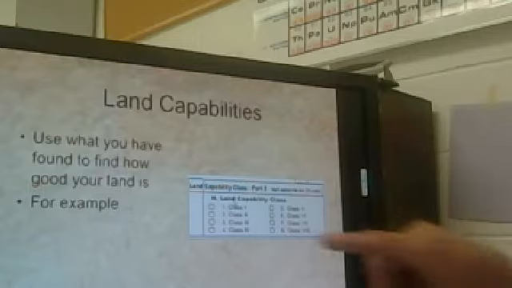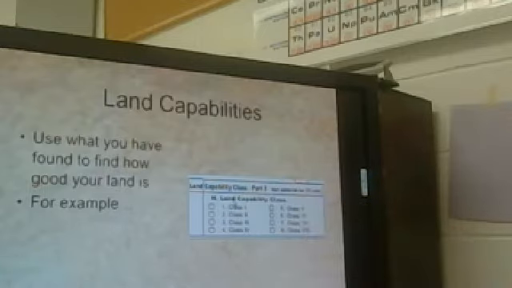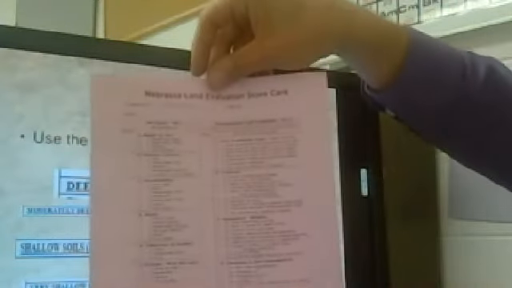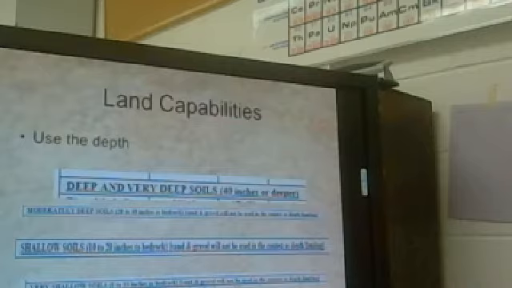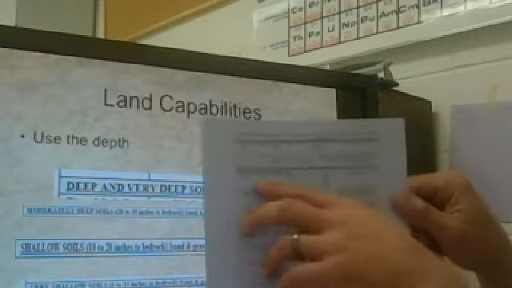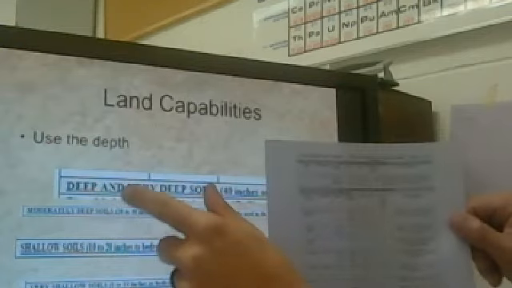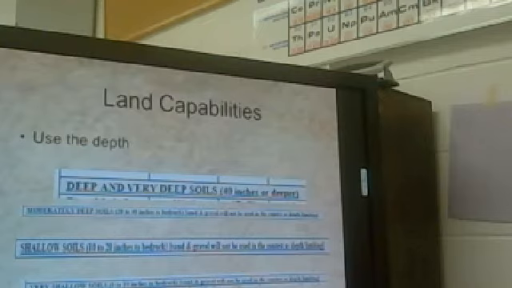You are going to be figuring out letter H, or part 2, classes 1 through 8. Here's your example. You're going to use this cheat sheet's information to figure out where you're at. On the chart, you have deep to very deep right here. I took it off the chart and stuck it on the PowerPoint. Deep to very deep, moderately deep, shallow, very shallow. Just like on the cheat sheet.